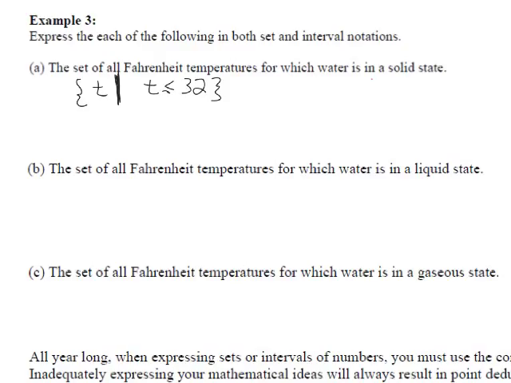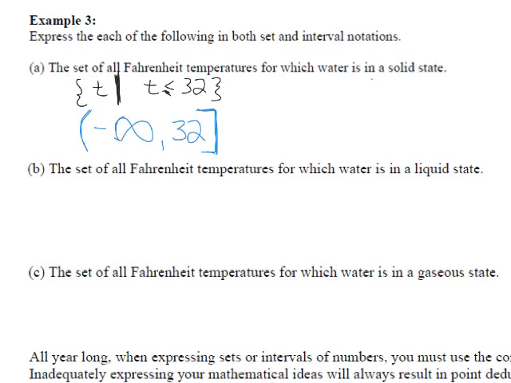Some could argue at 32 it freezes, so let's include that value at 32. So there's our set. If we were to express that in interval notation, our lowest value is negative infinity, and our highest value is 32. And we include 32, and we can't include infinity.